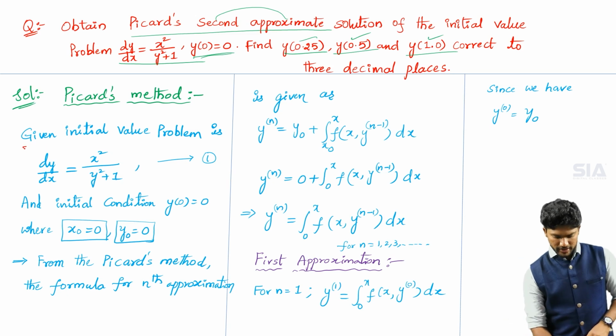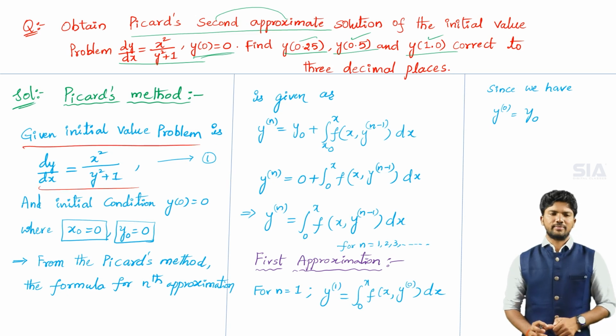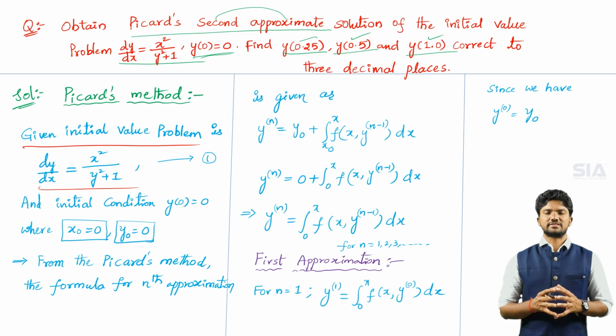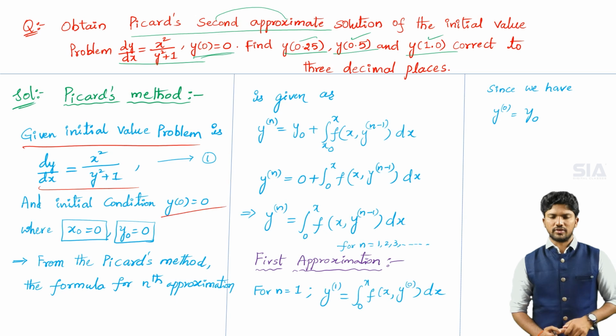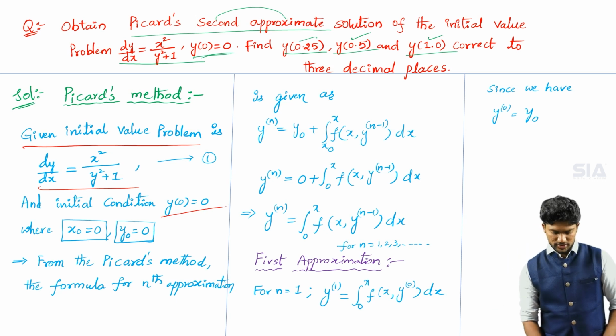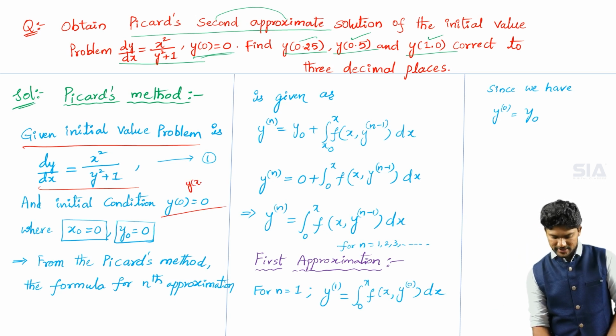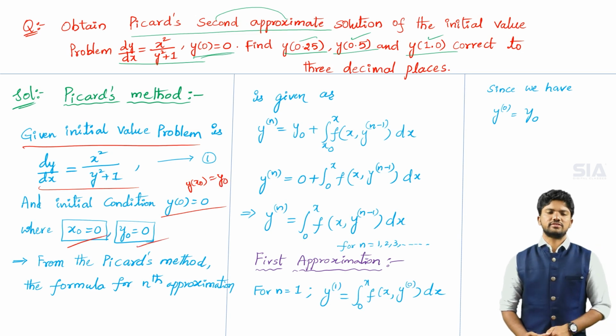Picard's method. The given initial value problem is dy by dx is equal to x square by y square plus 1. That is taken as equation number 1. The initial condition is y of 0 is equal to 0. If you compare with y of x naught is equal to y naught, then x naught value is 0 and y naught value is 0.